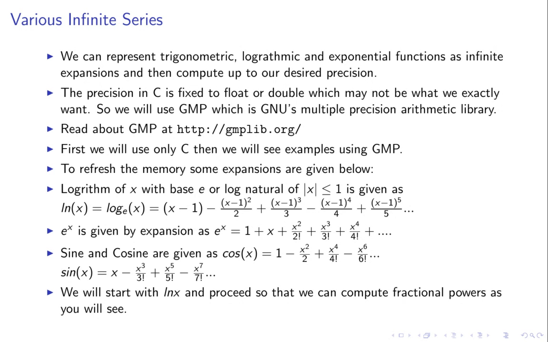Now, precision in C is fixed to float or double, that is, the precision is fixed to the type. So, to get an arbitrary precision, we can use GNU's GMP library, which is a multiple precision arithmetic library. If you are curious, you can hop onto this URL, see the documentation and use it as well. To start with, we'll start with plain C and then we'll see examples using GMP.